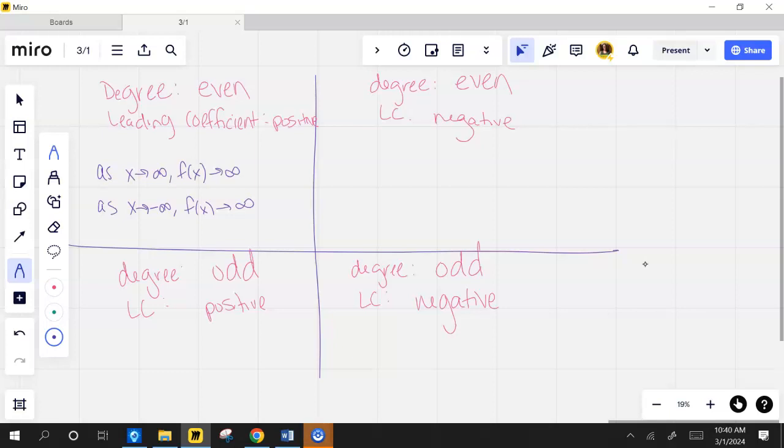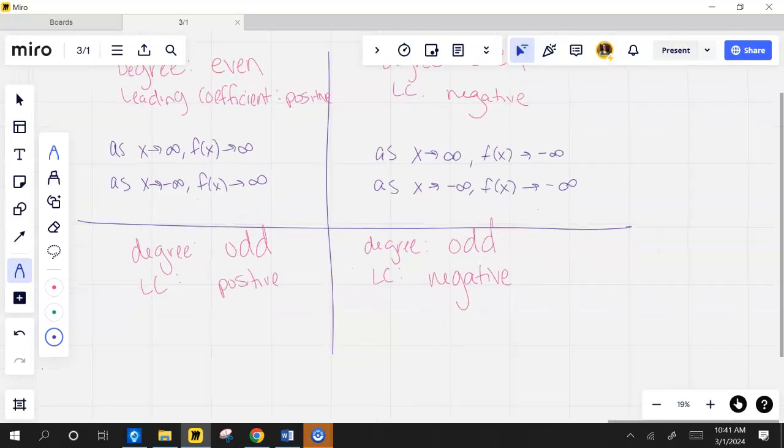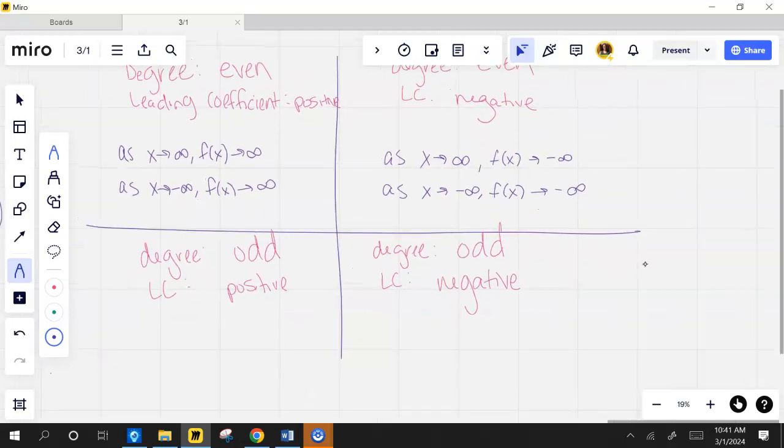How about if it's negative? Down. Both ends go down. Whether I'm to the right or to the left. Both ends go down. I'm going to just give you the odd to save a little bit of time. To the right, the graph goes up. To the left, the graph goes down.